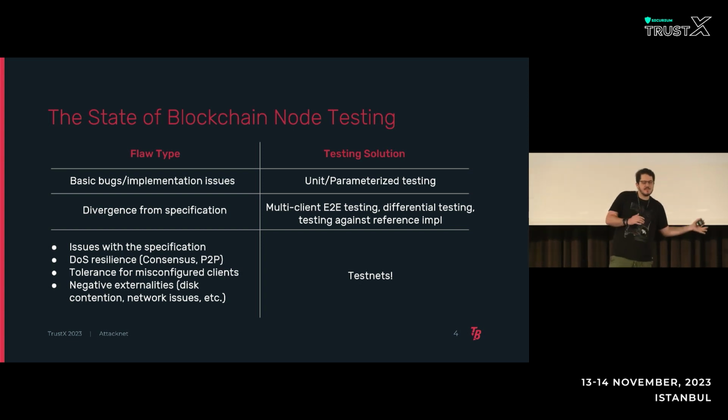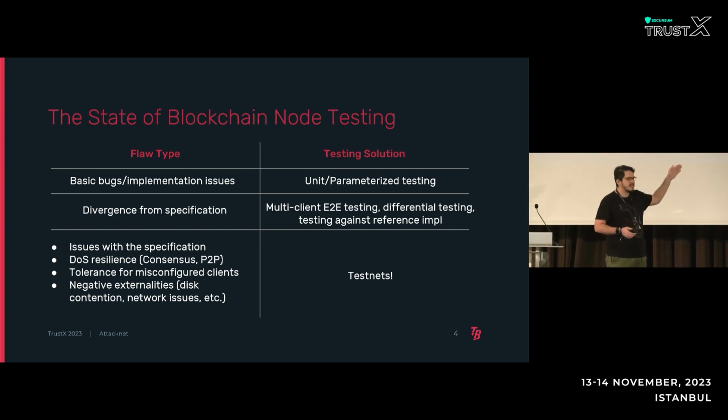And finally, we have a bunch of real-life issues. You've got issues with the specification, you've got denial of service resilience, all these negative externalities that you basically can't write tests for. If you did want to write a test for them, it'd be really, really miserable. And so the way that we handle this is with testnets.